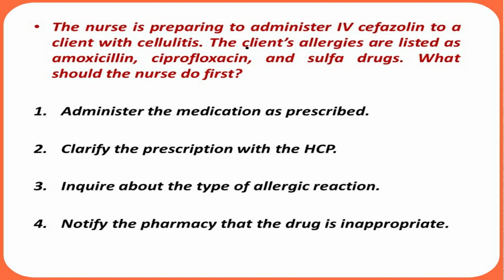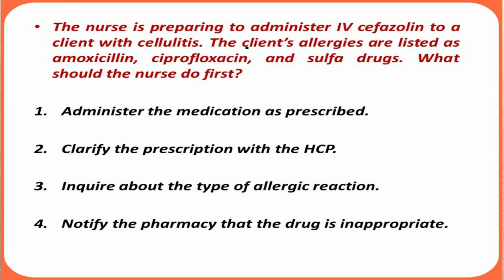So here the answer is that inquiring about the type of allergic reaction is the first step. After inquiring about the type of allergic reaction, we can inform the healthcare provider. Then we will clarify the prescription with the healthcare provider, because we will tell the provider that the patient had this type of reaction previously while taking this kind of medicine. That is the second step. Then if it is a mild reaction, we will go with administering the medication as prescribed. If it is severe, we will go with another antibiotic as prescribed by the physician. So our answer to this question is option 3, inquire about the type of allergic reaction.